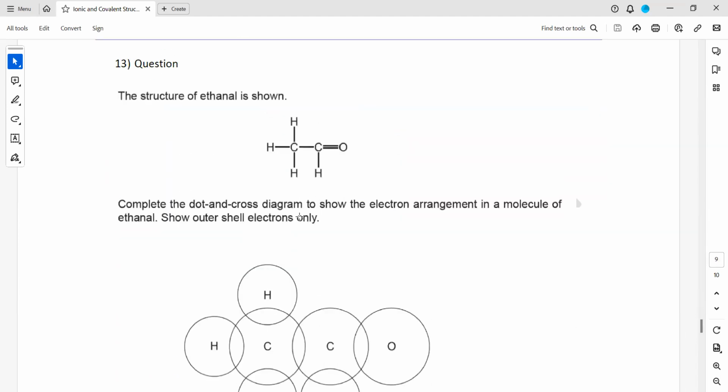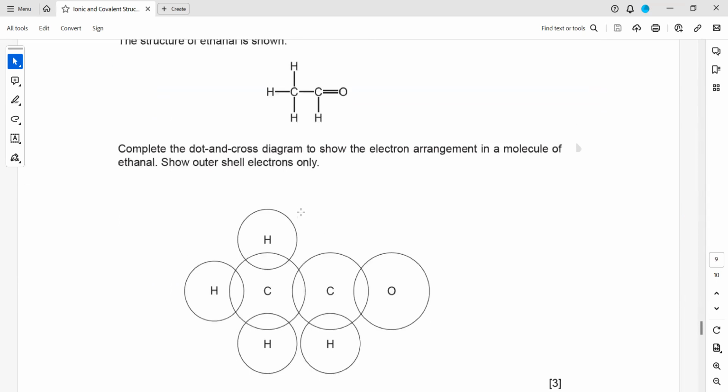Next, we have to draw the structure of ethanol. It's similar to what we did. So if there is a single line, it means a pair of electrons. A single line means a pair of electrons. Again, a single line between carbon and hydrogen means a pair of electrons.